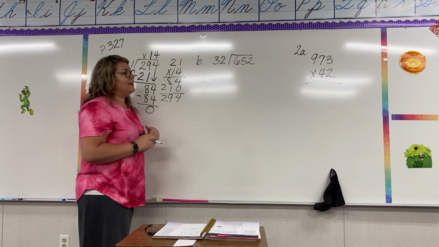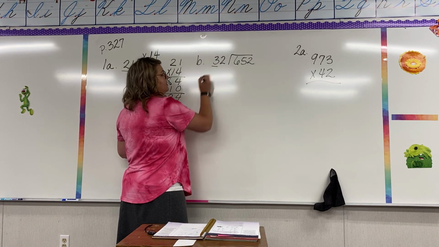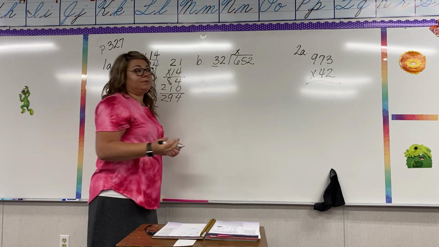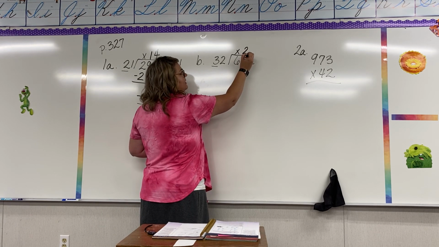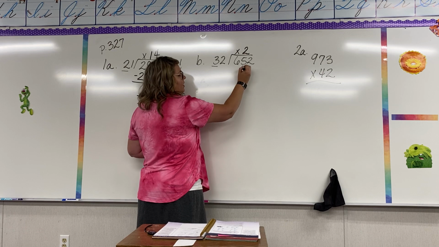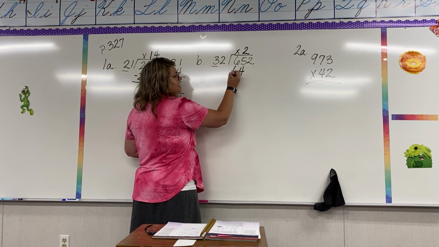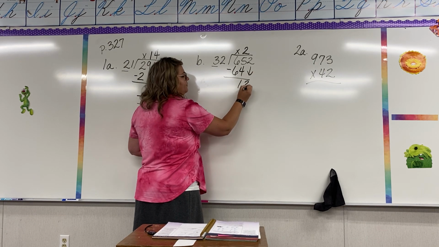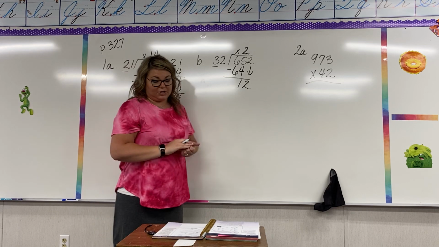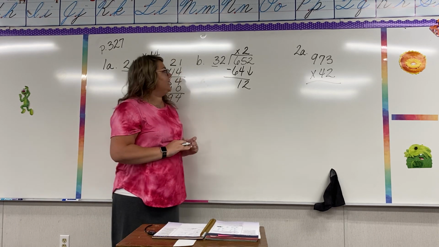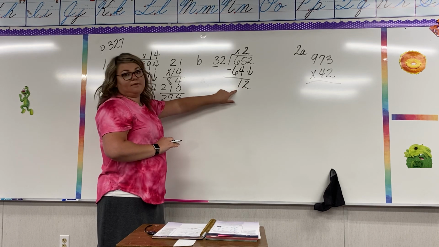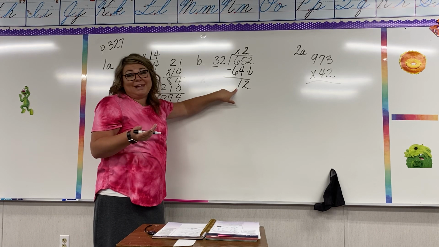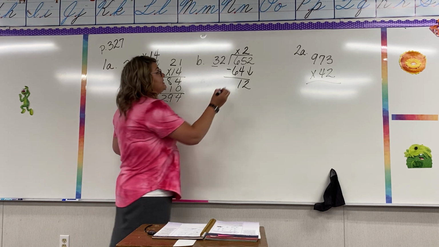So let's move on to B. Now again, we're going to look at this 3. We're going to estimate with this 3 and ask ourselves, how many times can 3 go into 6? And we know 3 goes into 6 2 times. Then we say 2 times 2 is 4. And 2 times 3 is 6. Subtract, and we get 1. Bring down my 2. So now we're going to ask ourselves, now don't let this one trip you up because there's 2 numbers here, we're just going to look at the first number. So ask ourselves, how many times can 3 go into 1? And we know 3 cannot go into 1 any times, so we would put a 0 there.